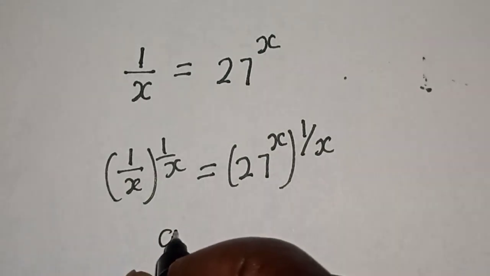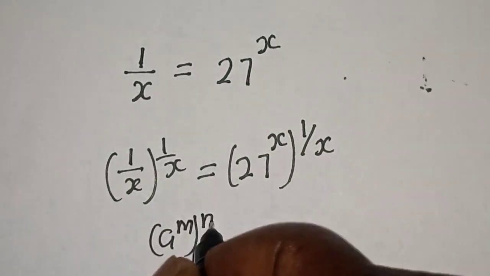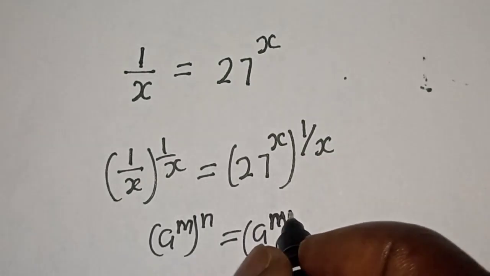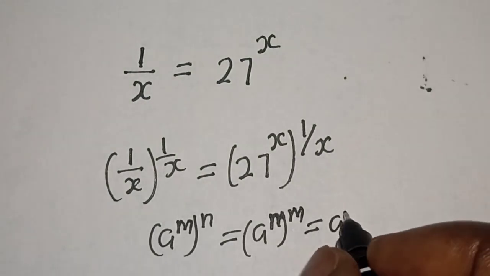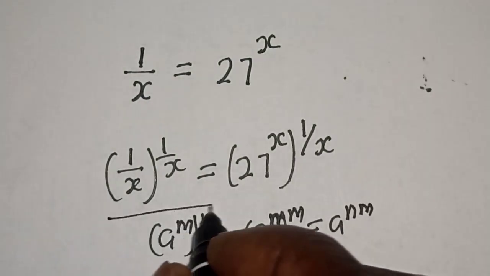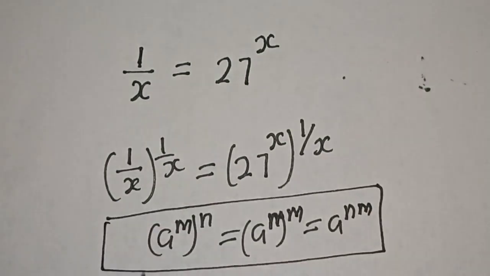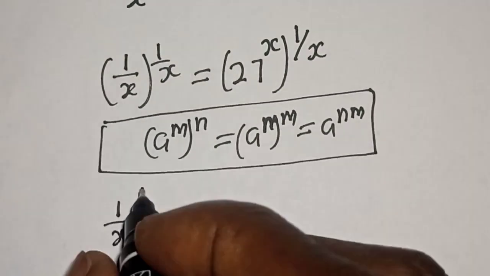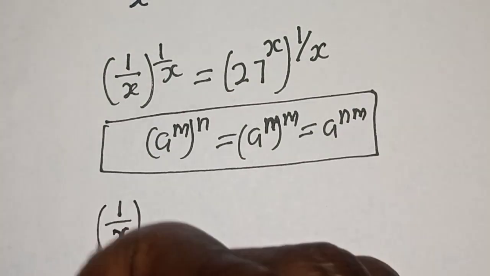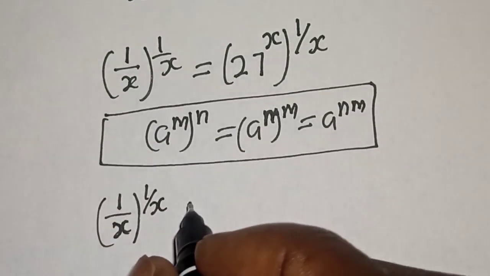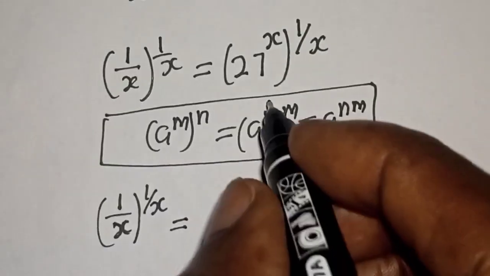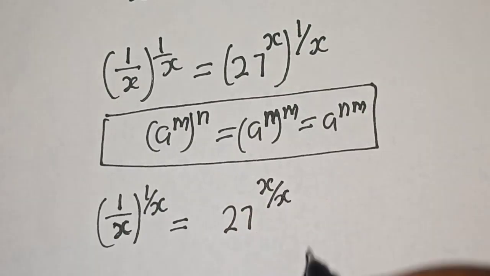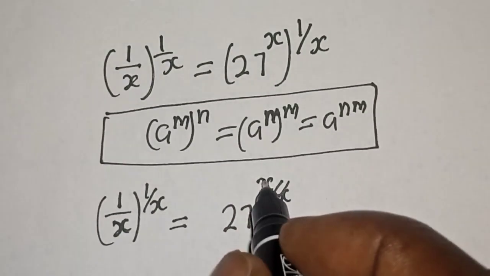Note that a raised to power m to the power of n is equal to a raised to power mn. Here we have 1 over x to the power of 1 over x is equal to 27 raised to power x over x. This will cancel this.